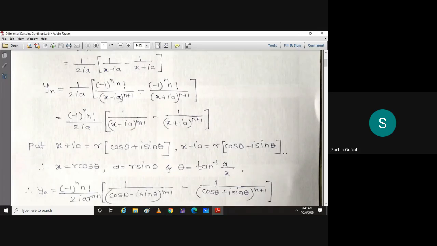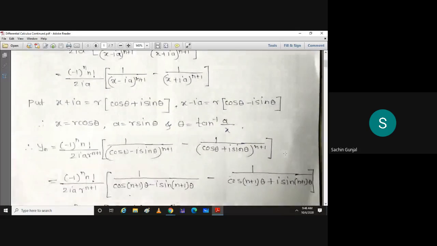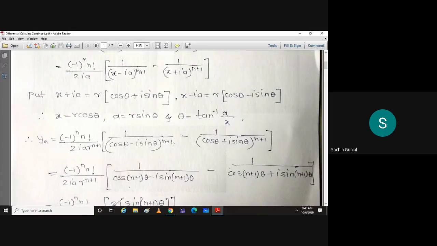And this is true for its conjugate also. So cos theta minus i sin theta raised to n is equal to cos n theta minus i sin n theta. That was the statement of De Moivre's theorem, which you have studied in 12th. All right, so we'll use that. So this n plus 1 will come with the angle.